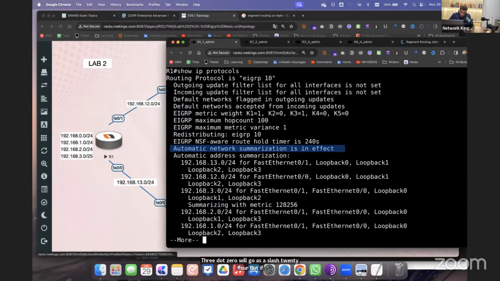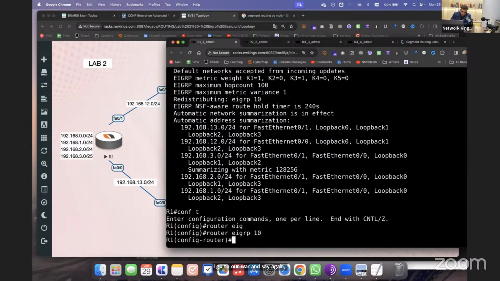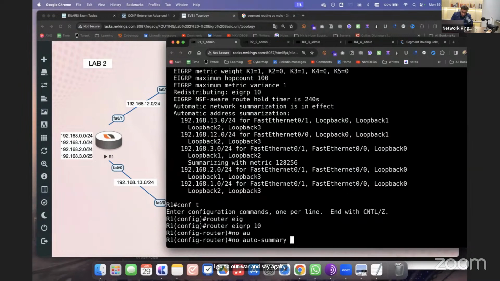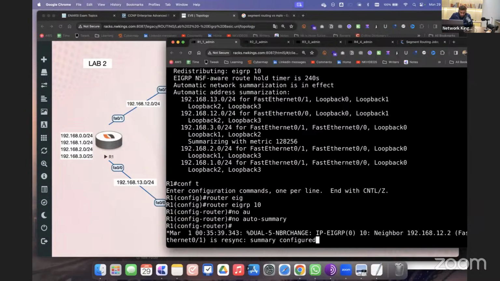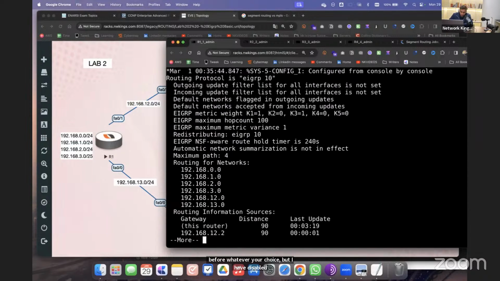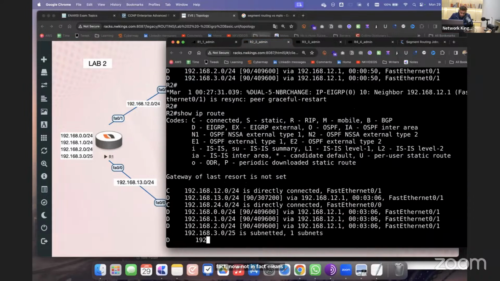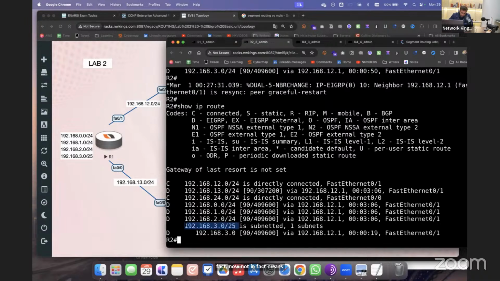But if I go to R1 and say again router EIGRP 10, and just give no auto-summary, after the commands or before, whatever your choice, I have disabled the summary. Now if I check show IP protocols, you can see automatic network summarization is not in effect. Not in effect means router 2 will get /25. We got the /25. Yes, that's important.